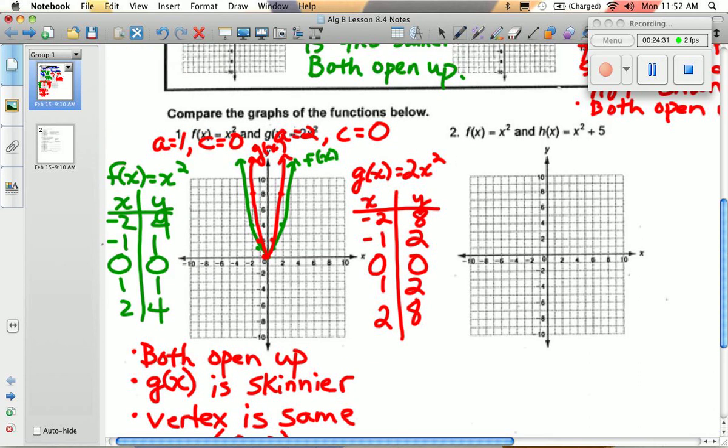Okay, let's take a look at our next one. F of x equals x squared, what's that function called? Parent function. What's the other one? It's the transformed function. So, what's our a value for the parent function? 1. What's our c value? 0. What's our a value for the other function? 1. And what's our c value for the other function? 5.